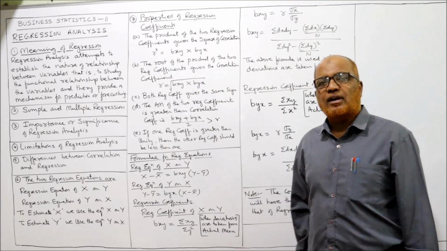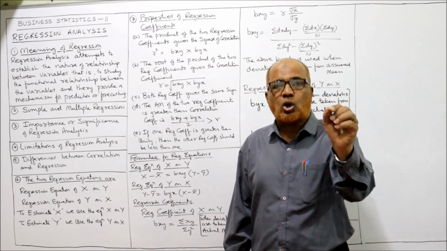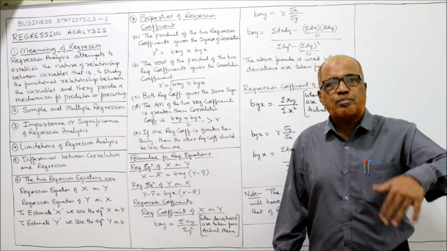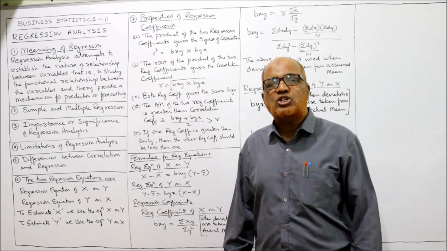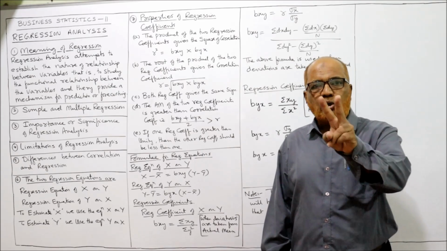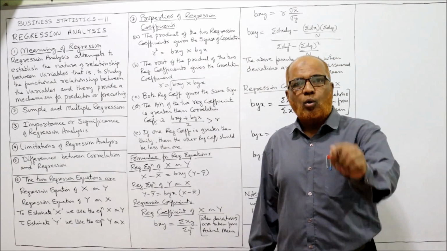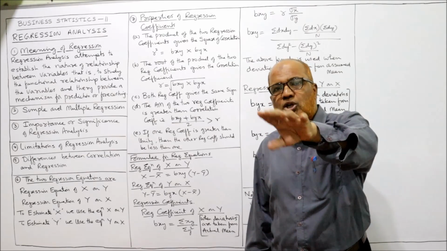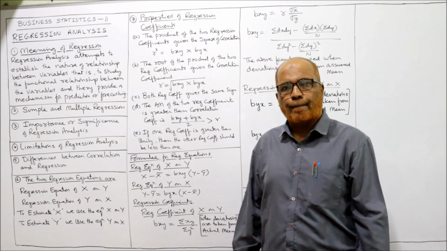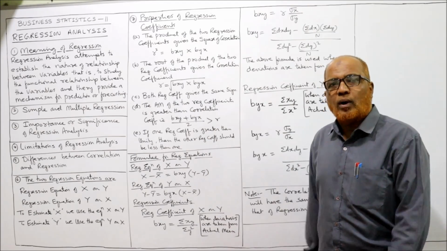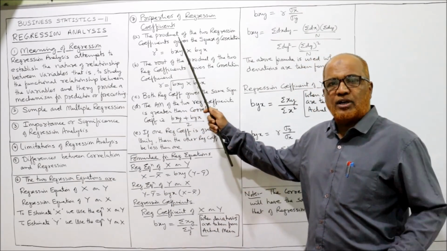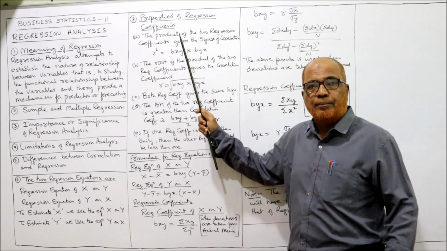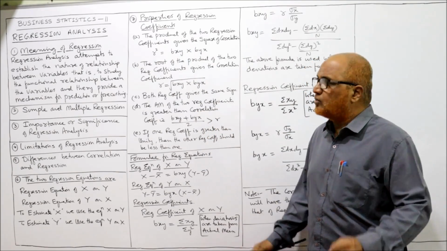Now, properties of regression equation. In the examination, in a short question, you may get a theory question: explain the properties of regression coefficients. There are two regression coefficients: one regression coefficient of x on y and the other regression coefficient of y on x. What are the properties of the two regression coefficients? Listen carefully, watch carefully, so that in the examination you can write with confidence.